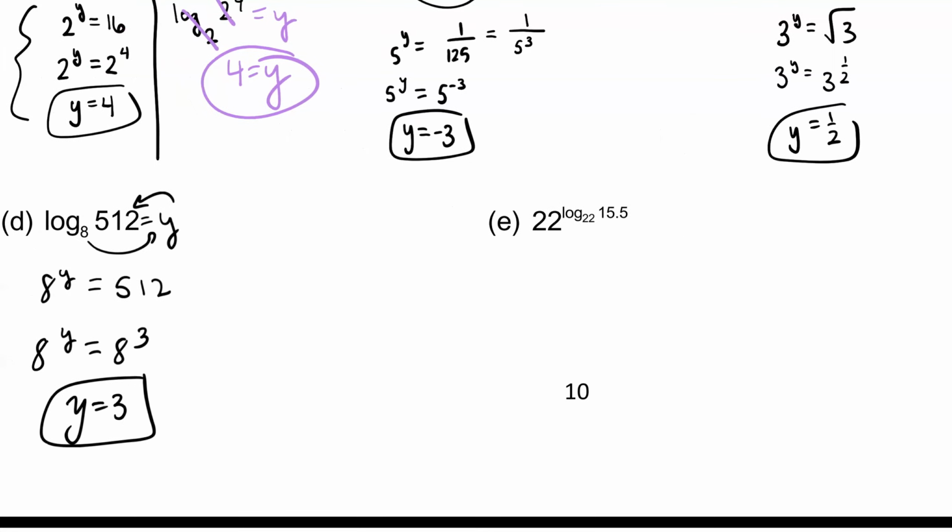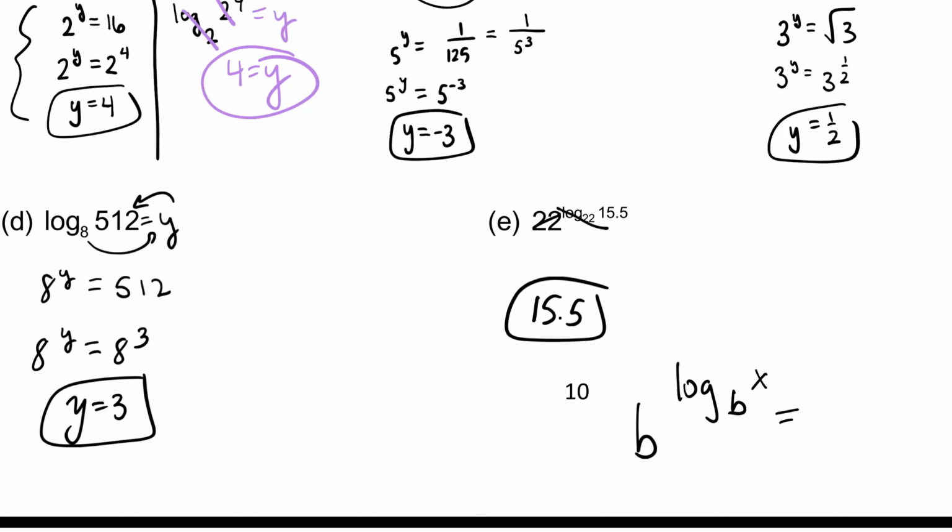So 2 to the power of log base 2 of 2, you're just left with what the exponent is. Because if you have b to the log base b of x, it's just going to be equal to x.